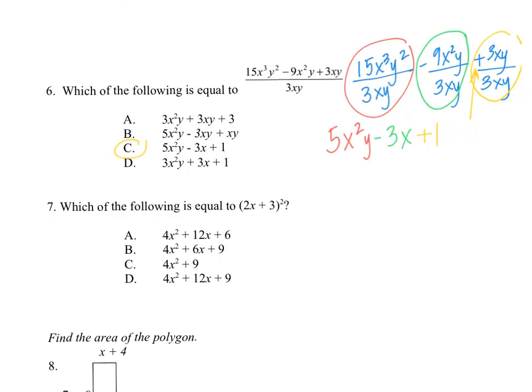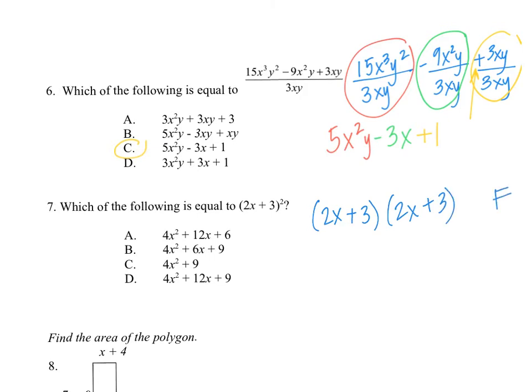In 7, we are going to need to FOIL. We need to write what's in the parentheses twice. So let's rewrite it, and let's write what's in the parentheses twice. And we need to use FOIL.